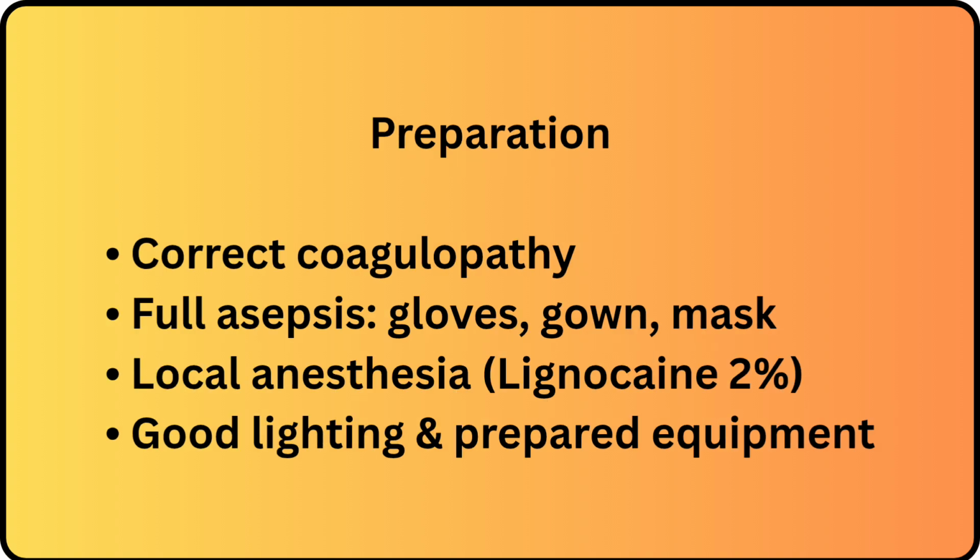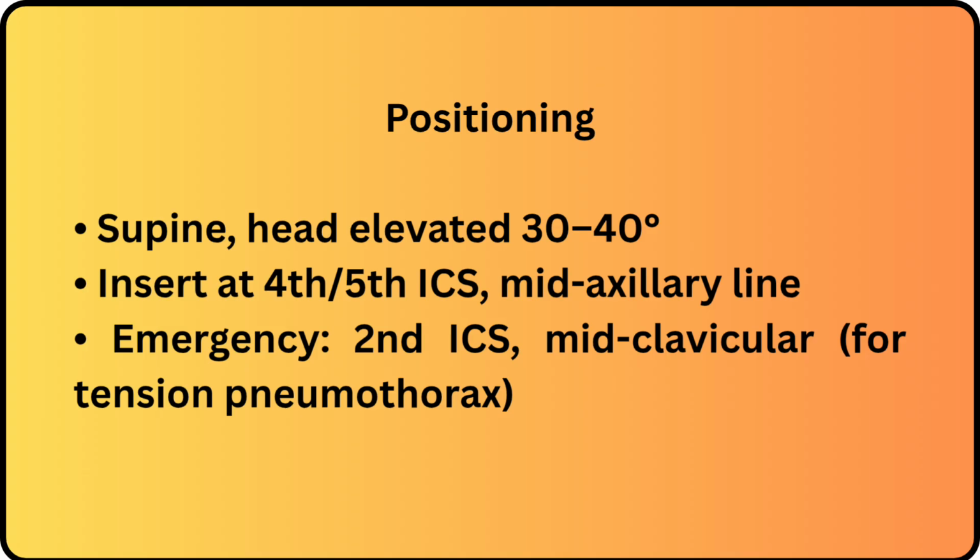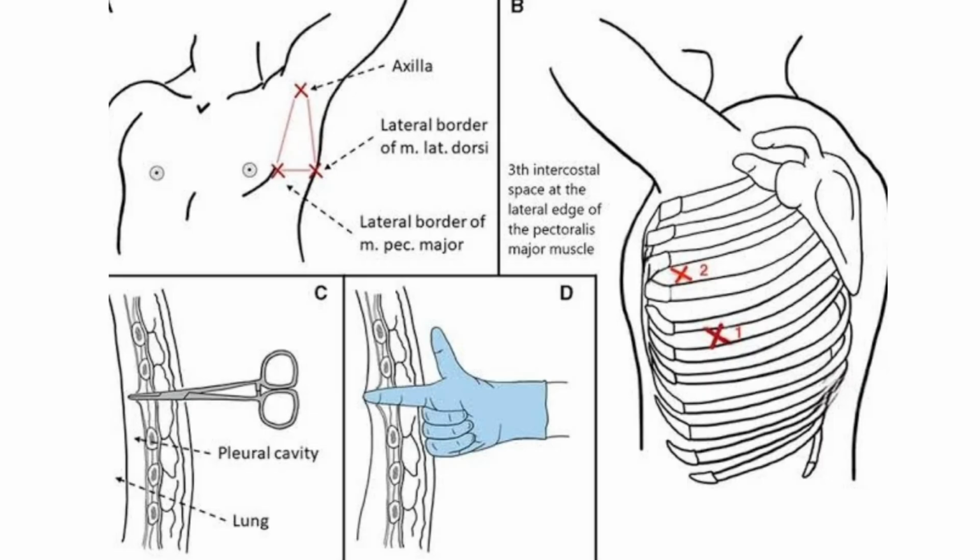Preparation. Correct any bleeding disorders, maintain strict asepsis, use local anesthesia with lignocaine, and ensure good lighting and prepared equipment. Positioning: place the patient supine with the head elevated 30 to 40 degrees. Insert the drain in the fourth or fifth intercostal space, mid axillary line. In emergencies, use the second intercostal space, mid clavicular line.